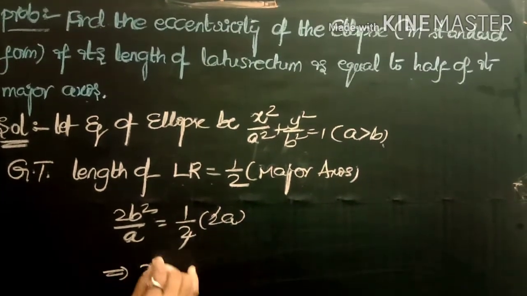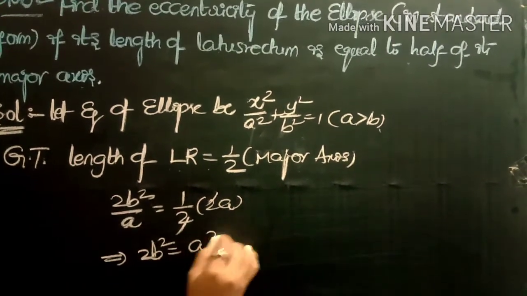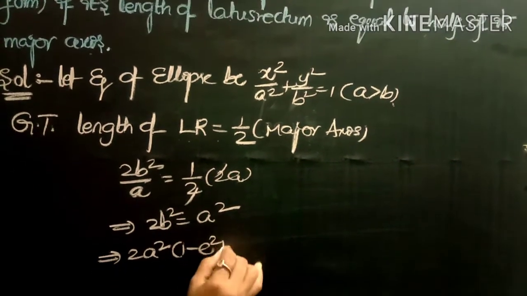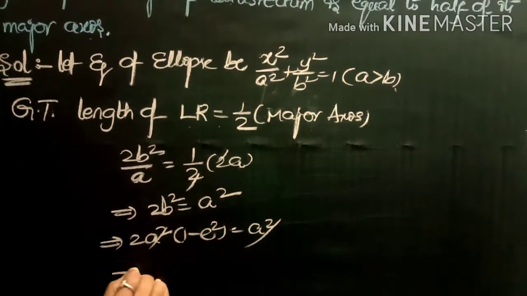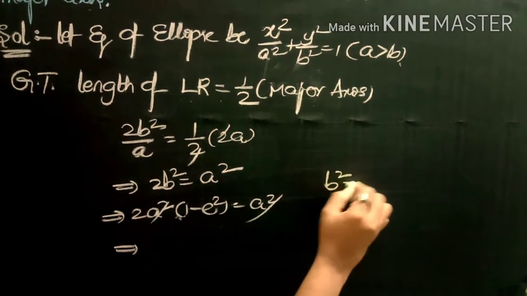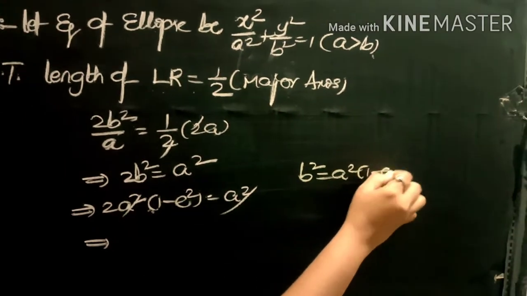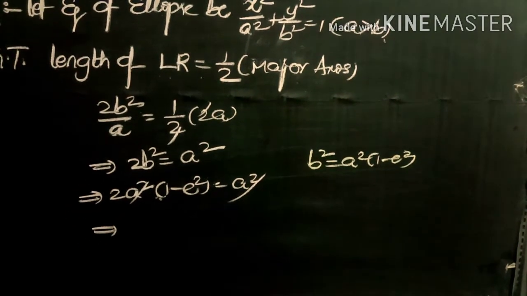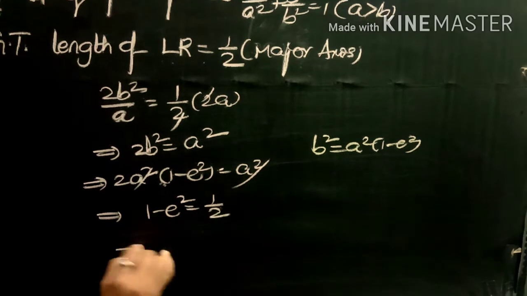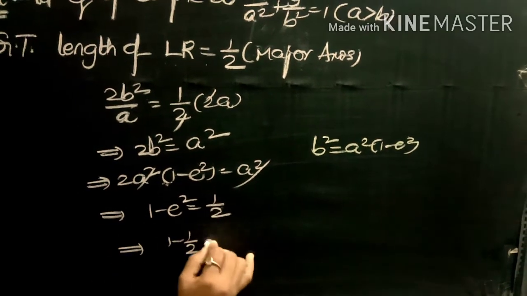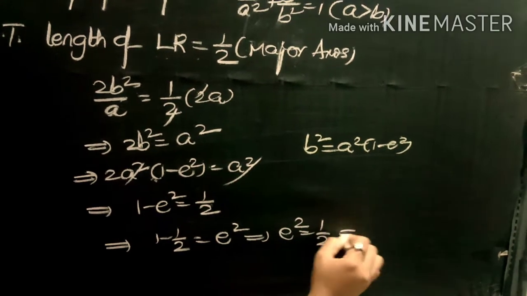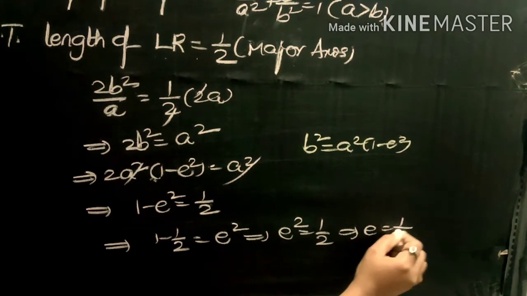Which implies, by cross multiplying, we get 2b square equals a square, and what is the b square value? b square equals a square into 1 minus e square. This is the formula in standard form. Now we want the value of e, which implies 1 minus e square equals 1 by 2. That is 1 minus 1 by 2 equals e square. Then e square is 1 by 2 and the value of e is 1 by root 2.